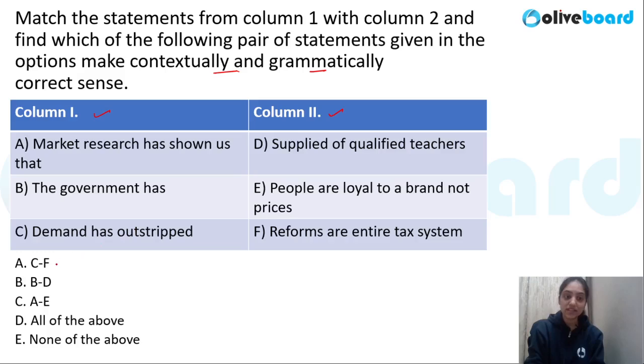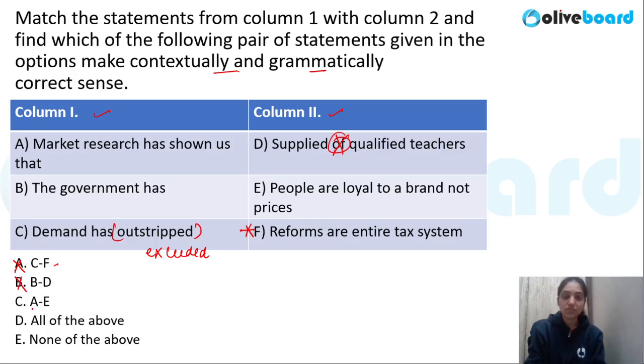Here, option A says CF. Let us verify whether CF is a pair or not. C says demand has outstripped. Outstripped here means exceeded. Now, C says demand has outstripped and F says reforms our entire tax system. So, we see that CF does not form a meaningful sentence. Hence, option A is negated. Moving on, option B says BD must be a pair. Let us verify. B says the government has and D says supplied of qualified teachers. Here, of renders the sentence meaningless. So, B is also incorrect.